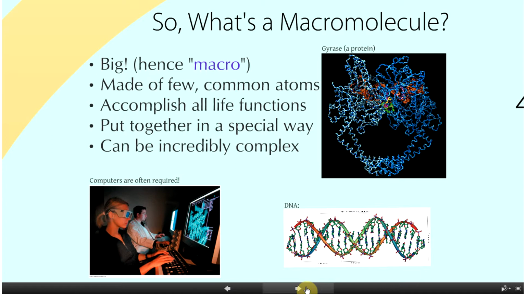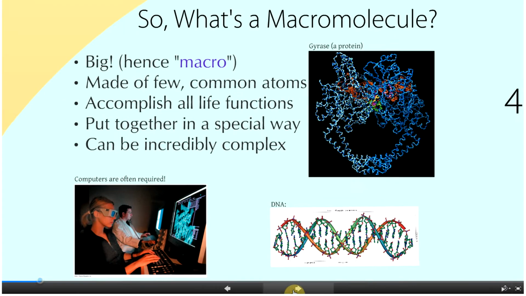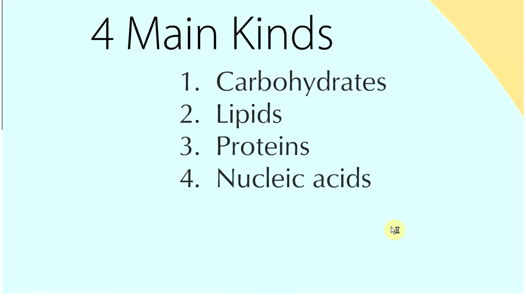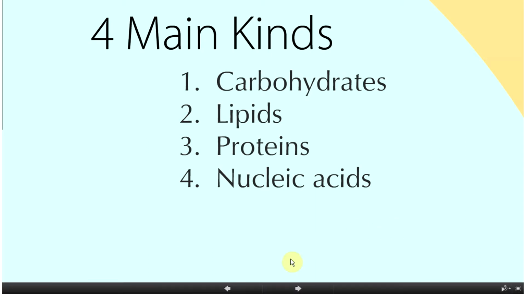Depending on how these atoms are combined, we can have extremely, extremely complex molecules like DNA that's posted at the bottom right corner. Again, we have 4 main kinds of macromolecules: the carbohydrates, which are sugars, lipids, which is another term for fats, proteins, and nucleic acids, the genetic material of the cell, like DNA or RNA.